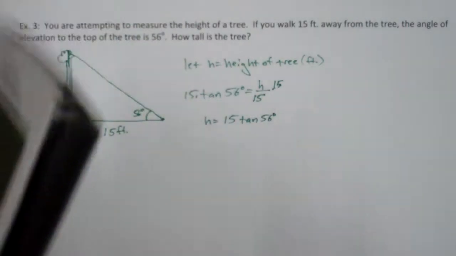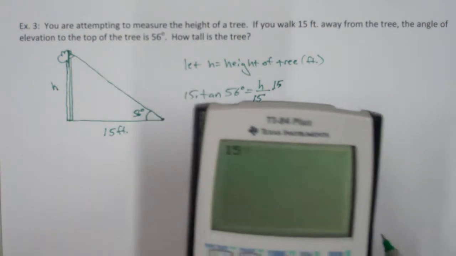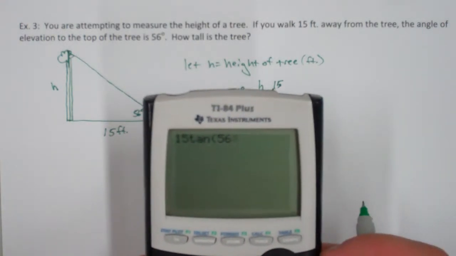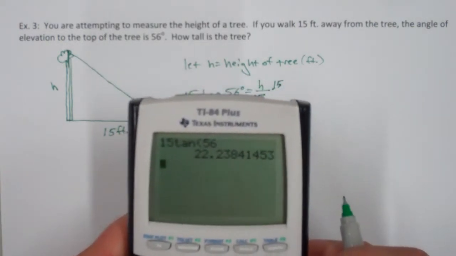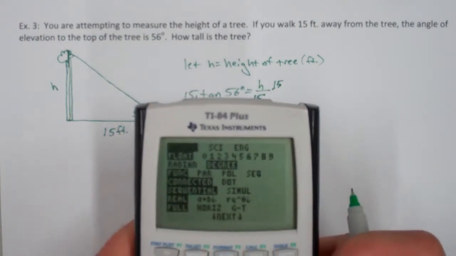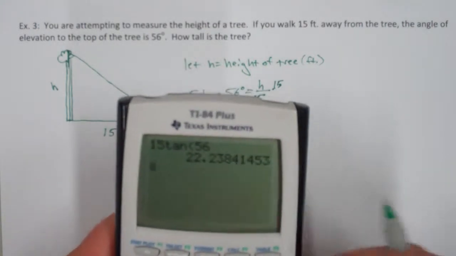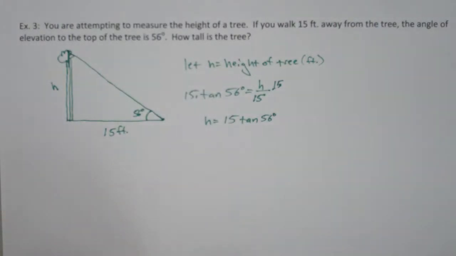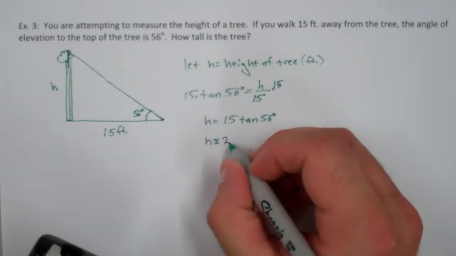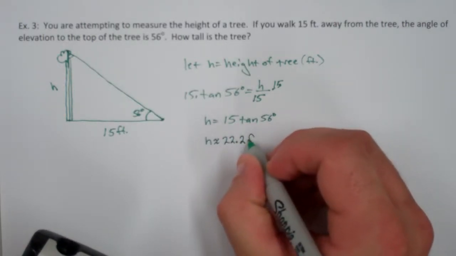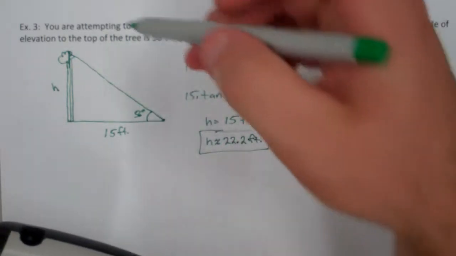So we'll get that old trusty calculator out here and see if we can enter this in. Tangent 56. If you get a really weird answer, you're probably in radian mode, so just go ahead and check real quick. It only takes a second or two to check, and we are in degree mode. So 22.2 would seem like an acceptable answer. So H is about 22.2 feet. That does make sense in the context of the problem here.